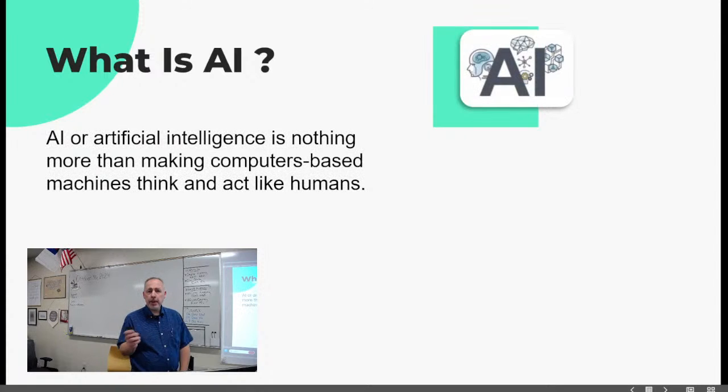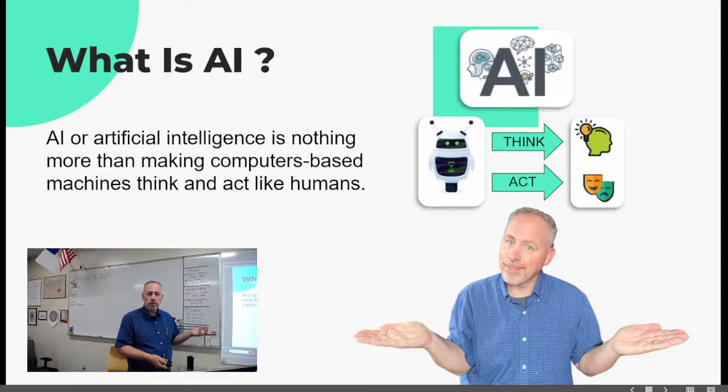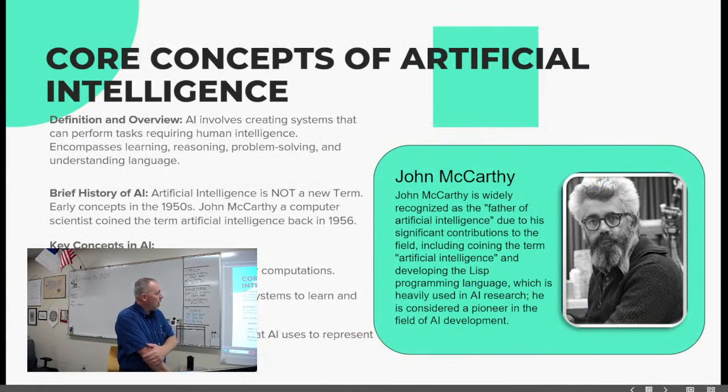So AI is nothing more than basically an artificial intelligence that is going to make computers think and act like us. All right, that's the goal. It's electronic, it's digital intelligence to make computer-based machines think like us. All right. So core concepts.